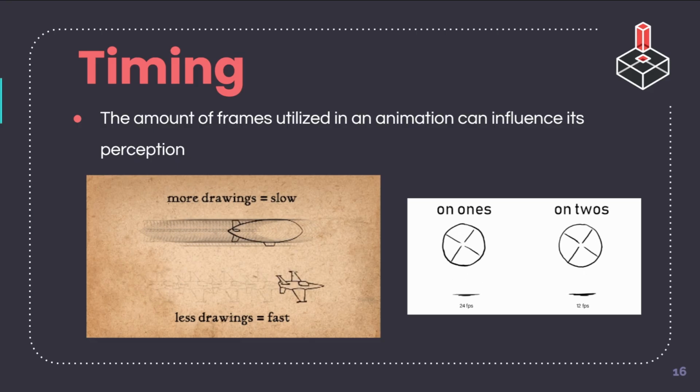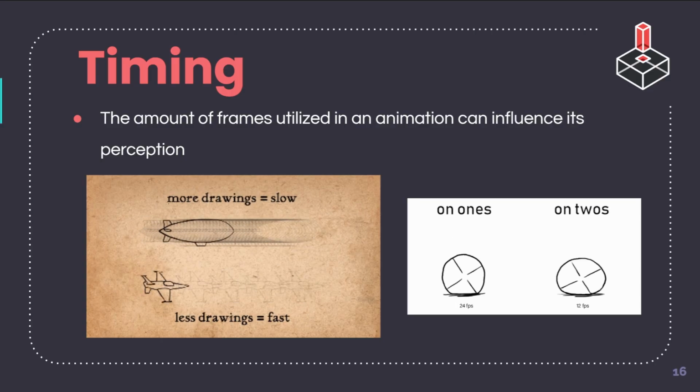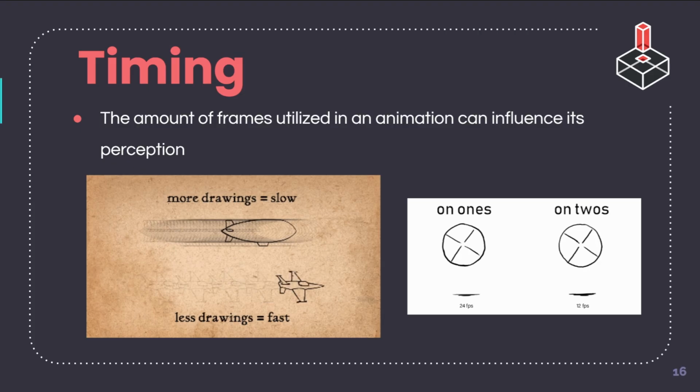So yeah, most animations will be on ones, 24 frames per second. As you're learning, you might animate on twos, 12 frames per second, but mixing them can create some really creative aesthetics.